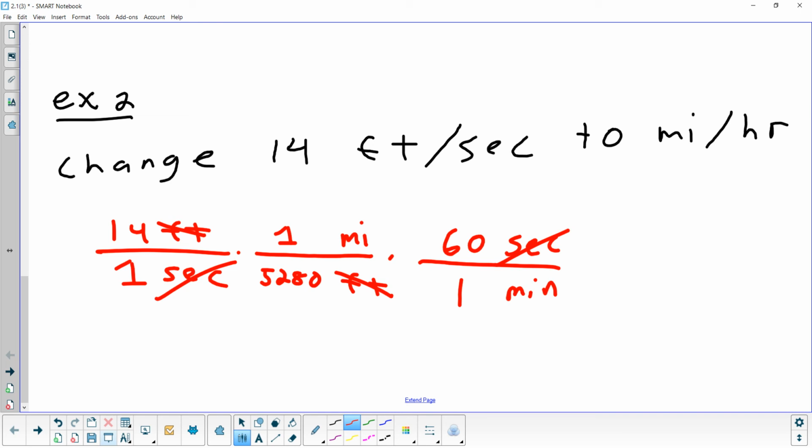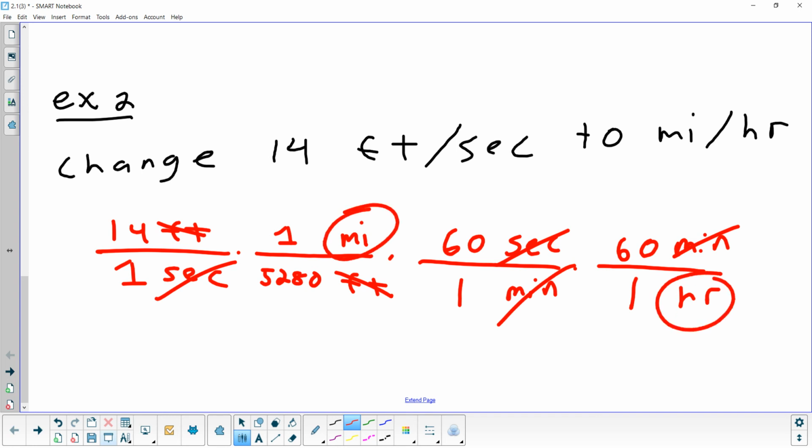Now you've got miles per minute. Okay, we gotta go one more step. Katrina, my next unit up from a minute, and the final unit I want in the problem is hours. Where would minutes go to cancel out? Top, hours in the bottom, 60 minutes, 1 hour. And now go back and look at your units. Miles per hour.